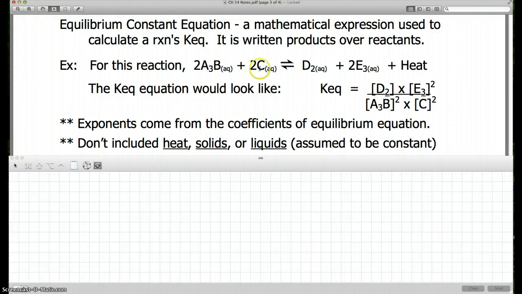Let's say up here in this example, chemical C was solid instead of aqueous. This C down here would be left off. It wouldn't be in the equation. So it'd just be the D2 times E3 squared, and then on the bottom would be A3B squared, and that's it.